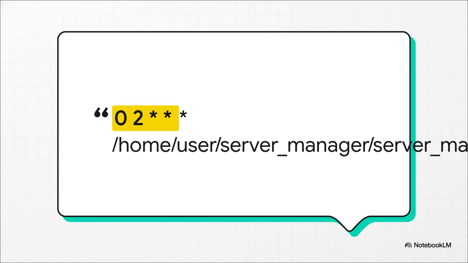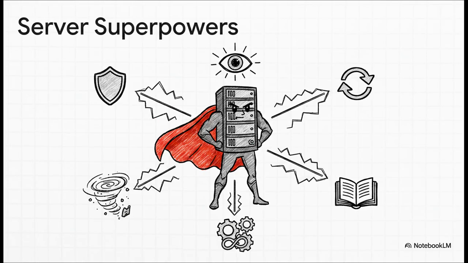Let's just translate this from geek speak into plain English. The 0 means at minute 0. The 2 means at hour 2. The 3 stars mean on every day of every month of every week. And the last part is just the command to run. So what this one line tells our server is this: every single day at 2 a.m., without fail, run our entire automation suite.